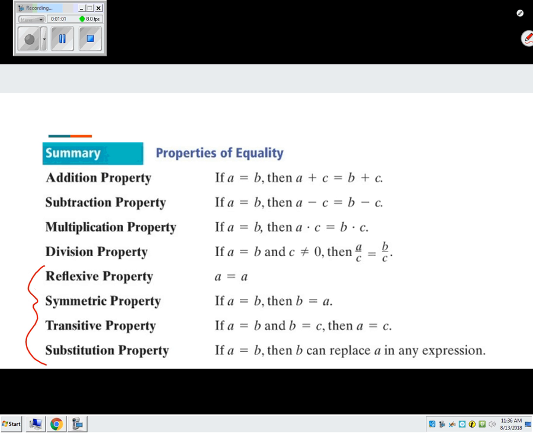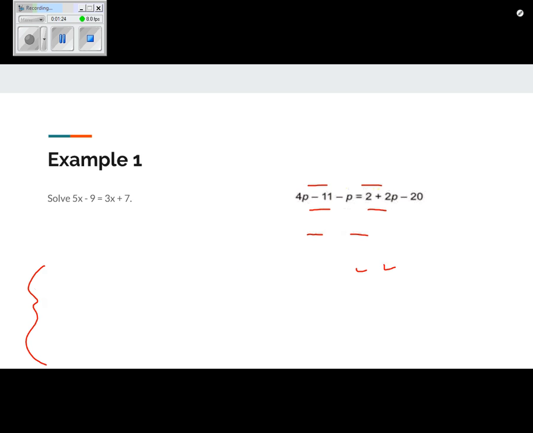First up is the addition property. It says that if you add c to one side of the equation, you better make sure you add c to the other side of the equation. And the same is true for subtraction and multiplication and even division. If I'm going to divide by c on one side, I need to make sure I divide by c on the other side as well, as long as c is not 0, of course. So let's put these to work.